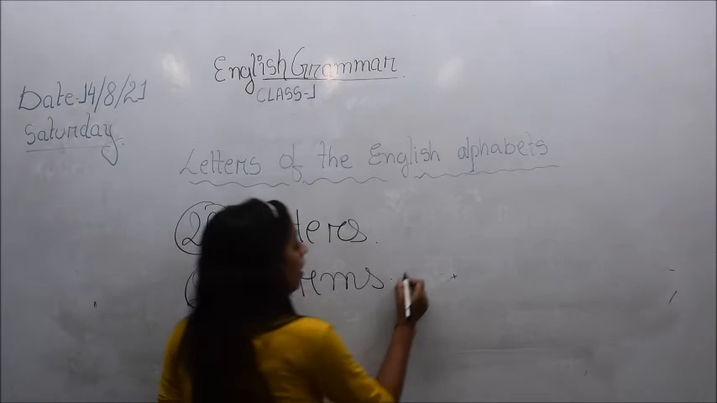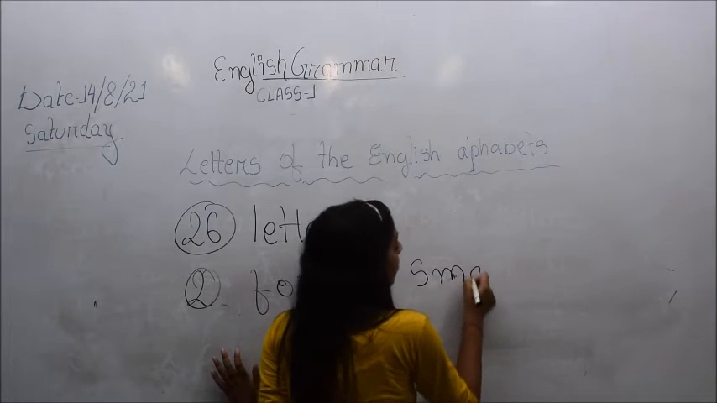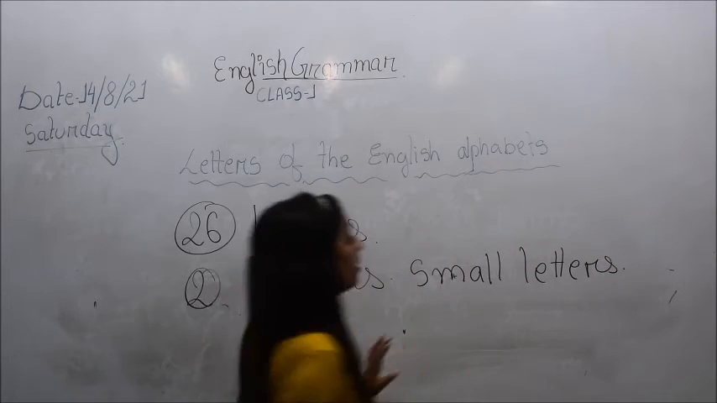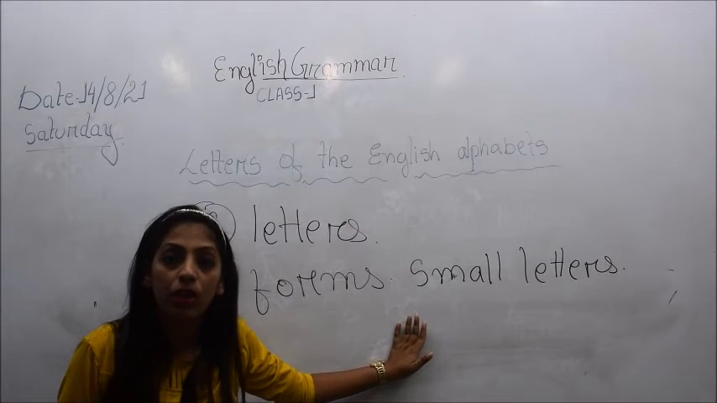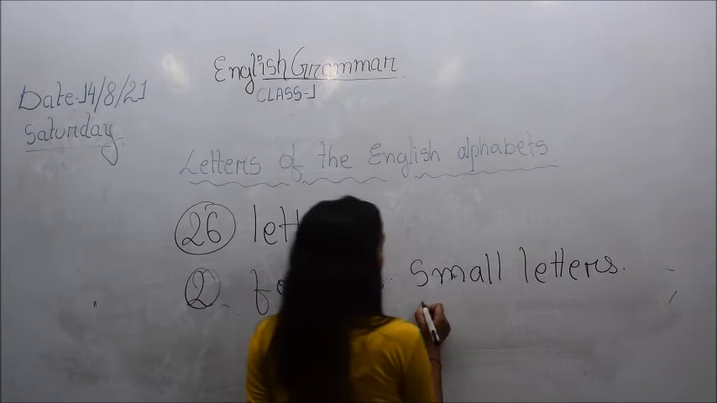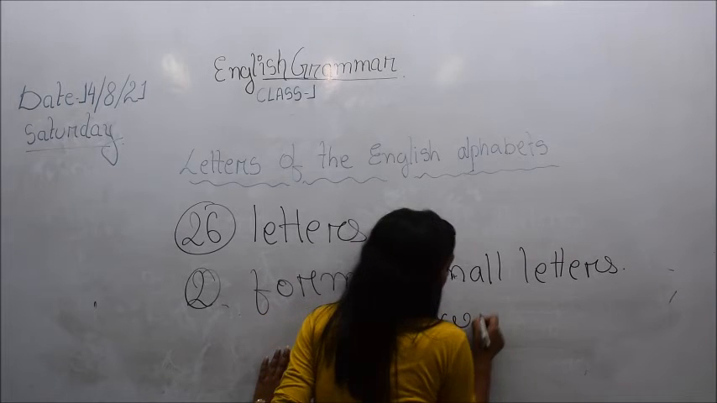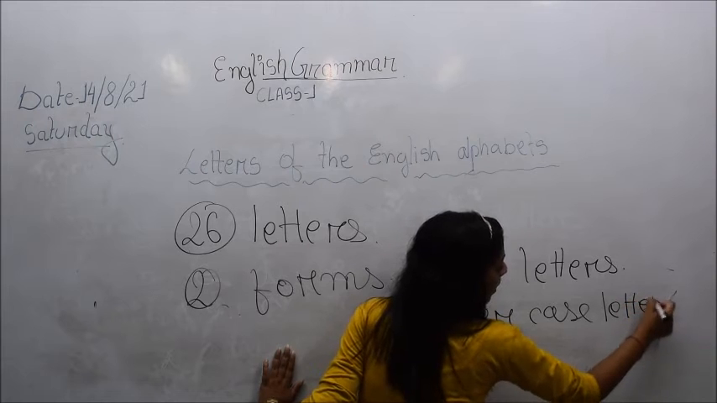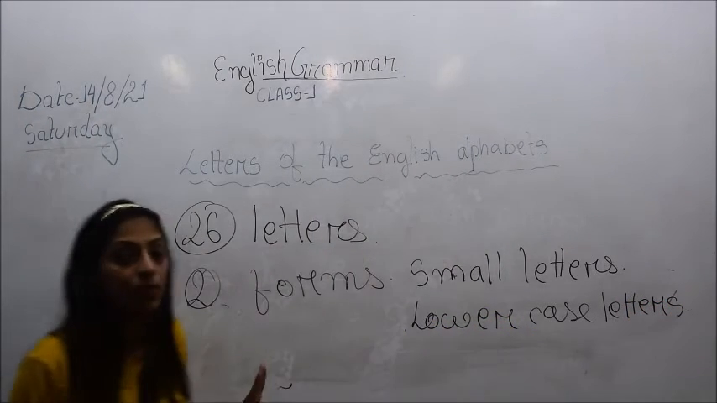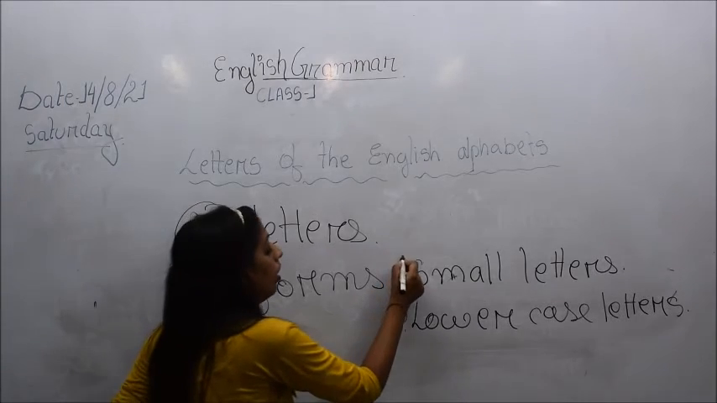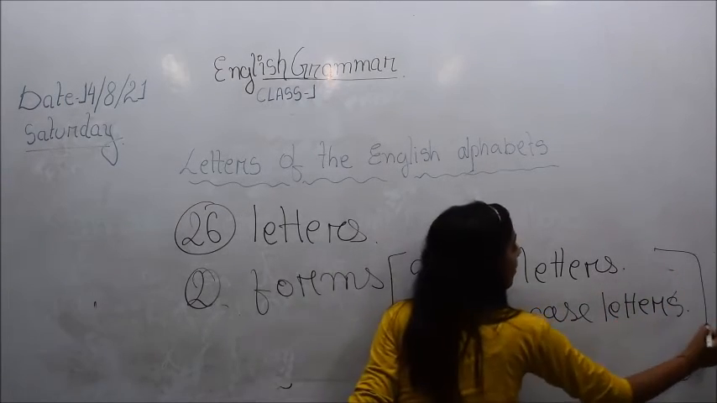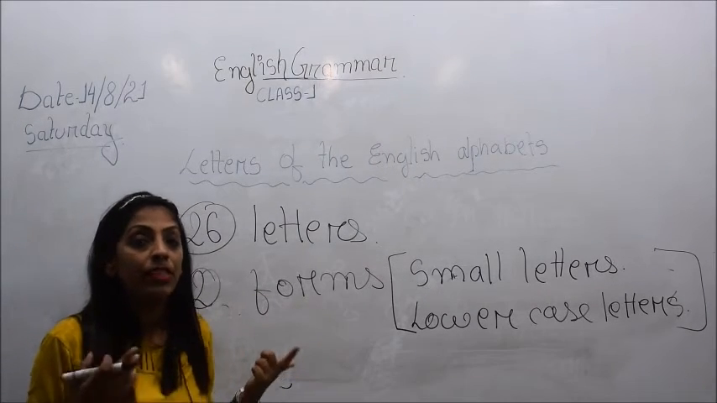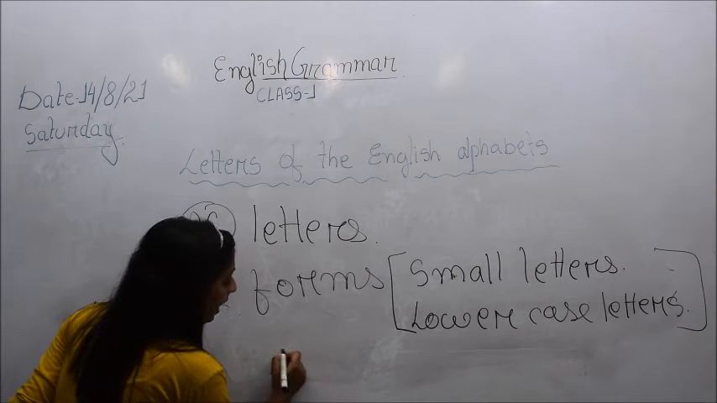It can be written in small letters, and small letters can also be called what? It can also be called lowercase letters. Okay, so children, you do not get confused. Small letters are also called what? As lowercase letters. And the other form in which the English alphabet can be written is the capital letters.